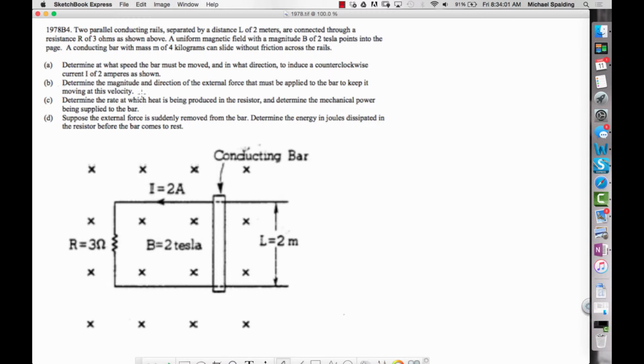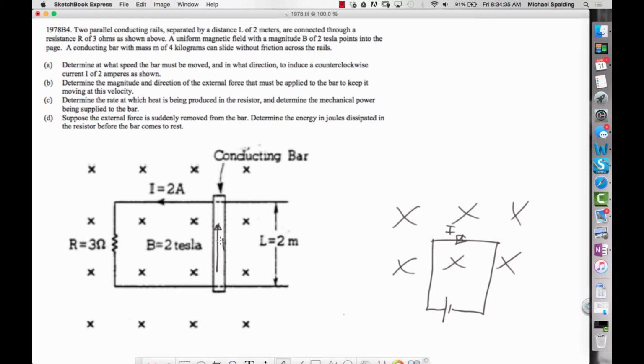Okay, part B. Determine the magnitude and direction of the external force that must be applied to the bar to keep it moving at this velocity. Now, watch. This goes back to the original thing I was talking about, which is if you have a current in a magnetic field. Remember over here, this is how we started. We had a current. I set up a little battery like this. So whenever you have current in a magnetic field, the magnetic field is going to exert a force on that wire.